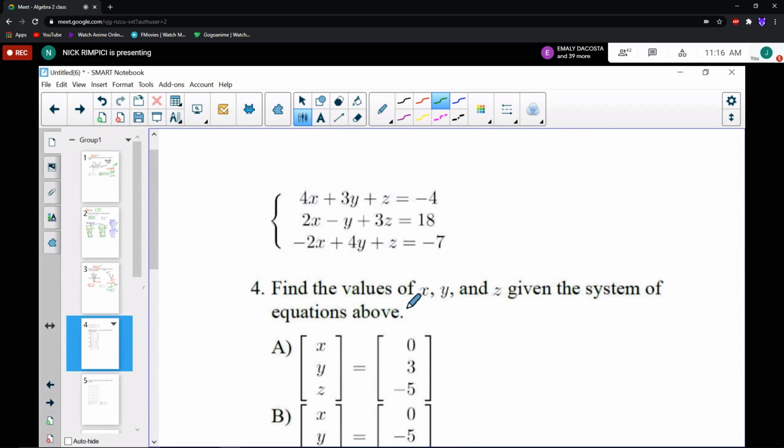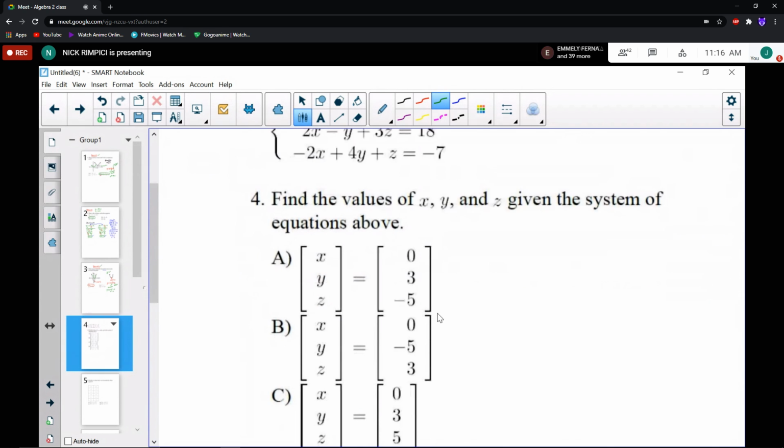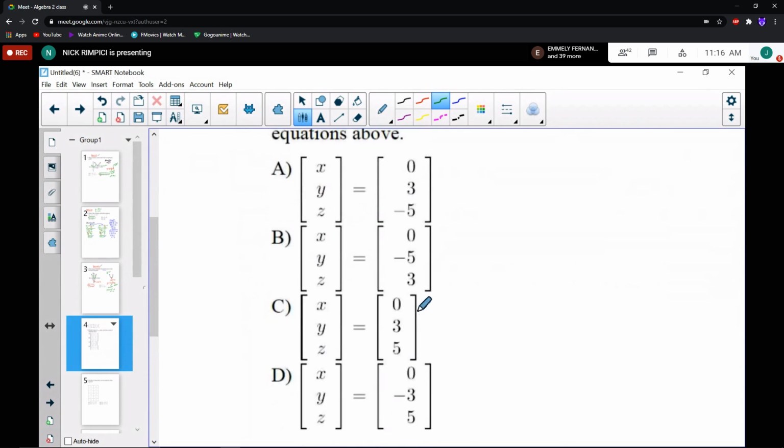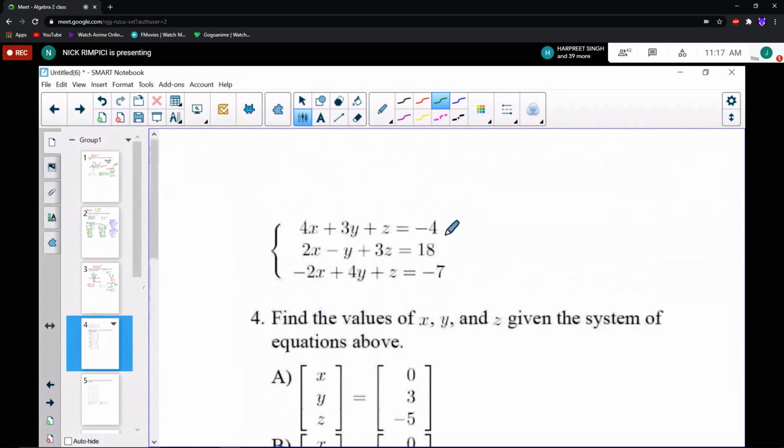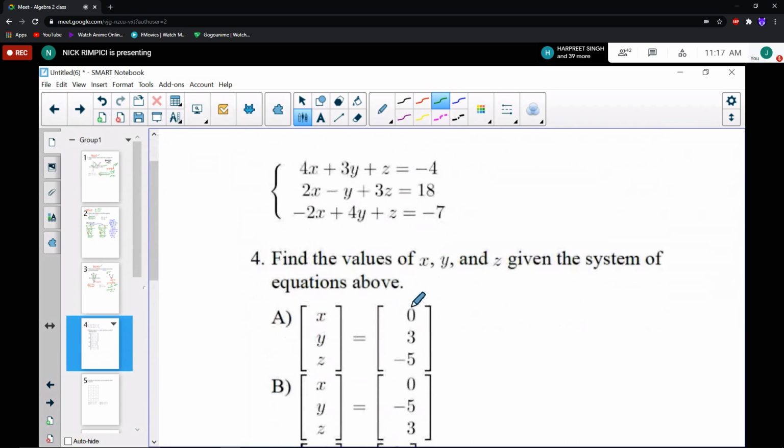So if you look, find the values of x, y, and z given the system of equations above. And wow, this is your hint to use technology, because even the answers are written in the technology form, in matrixy form. So they're basically suggesting you use technology by the way they have the answer choices listed. Can you do this by hand? Yes. Should you do this by hand? Well, that's up to you.